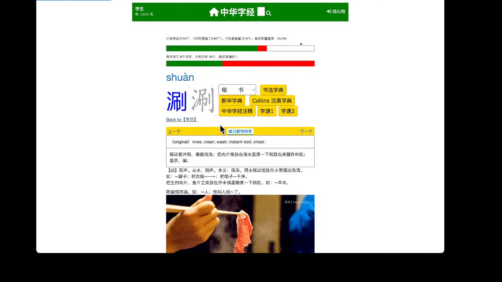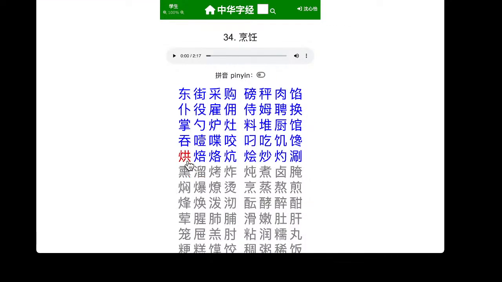Let's take a look at the sentence. So 烘焙烘焙烙炕会炒灼涮. Okay, so pretty much this is all referring to all kinds of different ways of preparing food. That's what this means. Okay, next one.